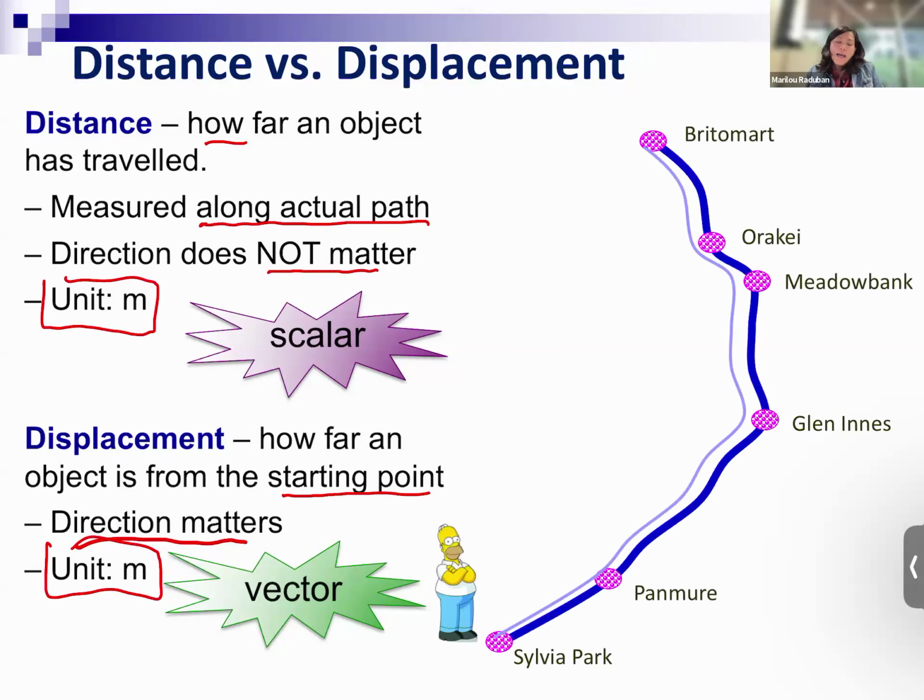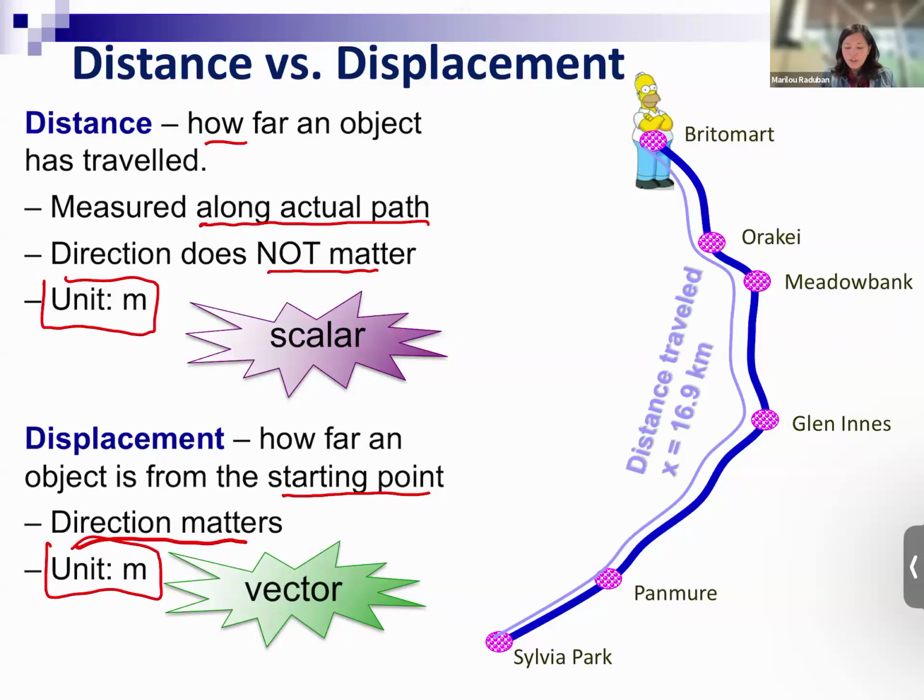Okay? And this probably illustrates the difference between distance and displacement. Say you have Bart Simpson, who travels from Sylvia Park to Britomart. Okay? When you want to measure Bart's distance of travel, what you need to do is to measure along the actual path that Bart has taken in going from Sylvia Park to Britomart. Say, for example, you measured 16.9 kilometers as the length of the actual path that Bart has traveled.